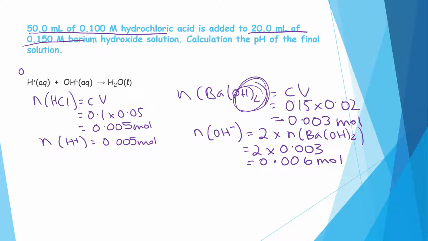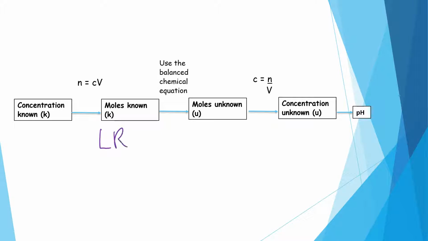You can see we've got 0.005 moles of hydrogen ions, and we've got 0.006 moles of hydroxide ions. So you can see the hydrogen ions are going to run out first, so the limiting reagent is the hydrogen ions. Now that we've determined our limiting reagent, we're going to use our balanced chemical equation to find how much is used and the excess reagent.